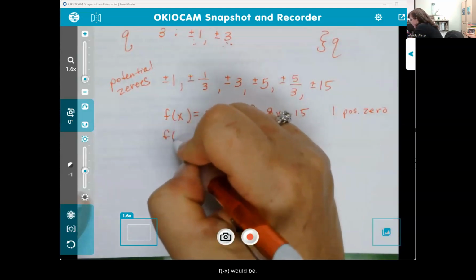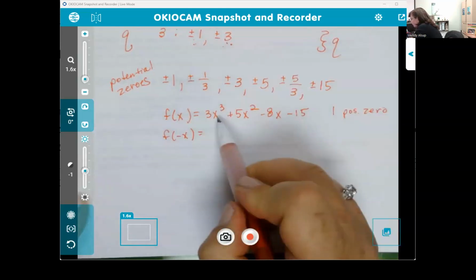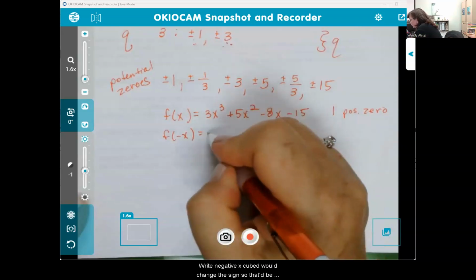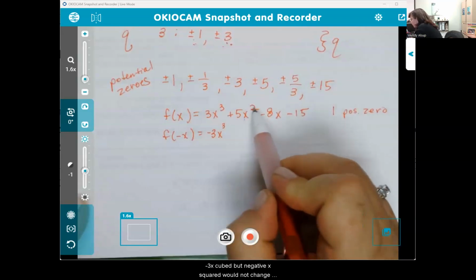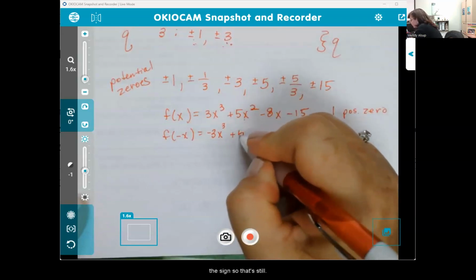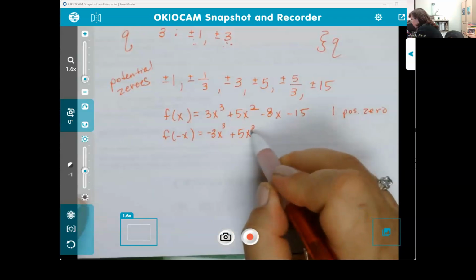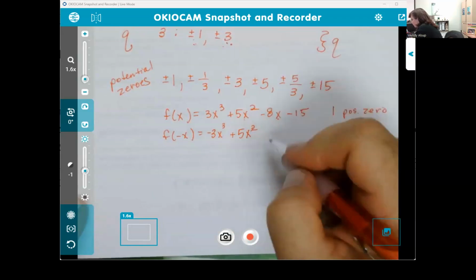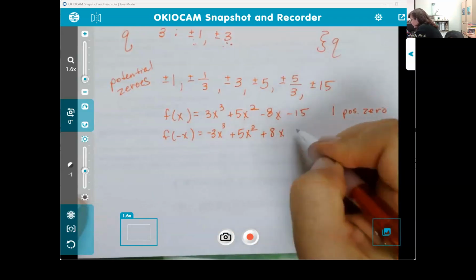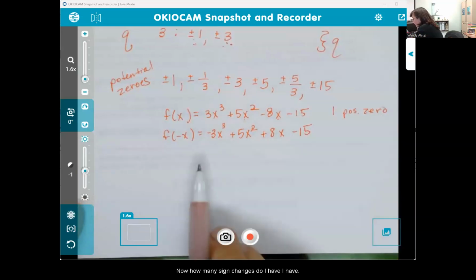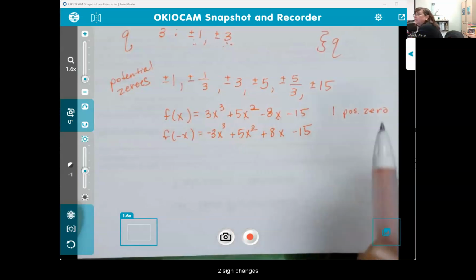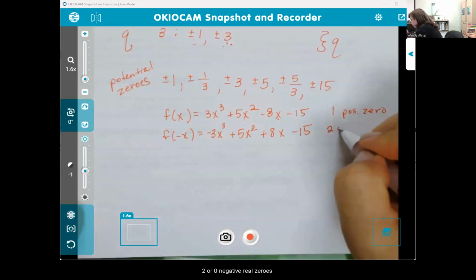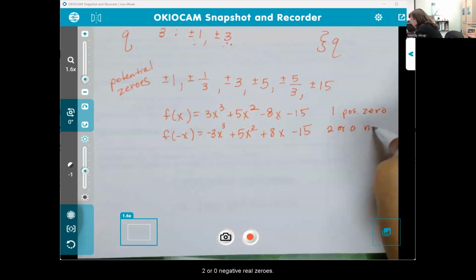F of negative x would be, negative x cubed would change the sign, so that'd be negative 3x cubed, but negative x squared would not change the sign, so that's still 5x squared. Negative x times negative 8 would be positive 8x, minus 15. Now how many sign changes do I have? I have 1, 2 sign changes. So I have 2 or 0 negative real zeros.